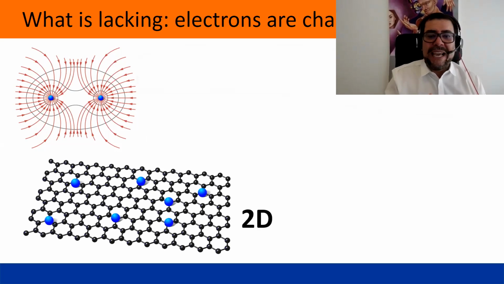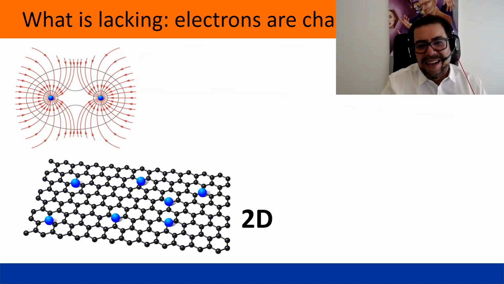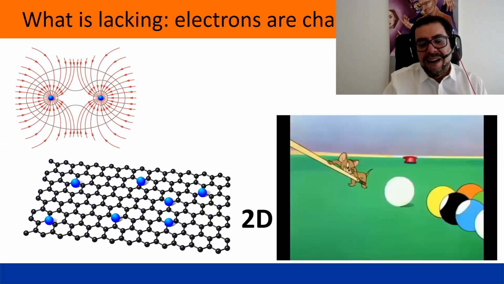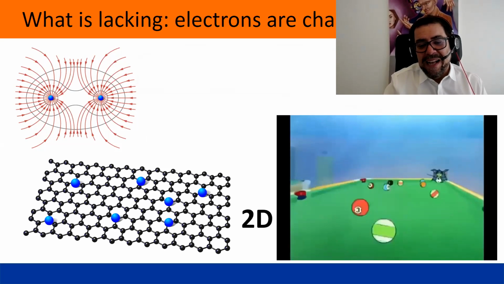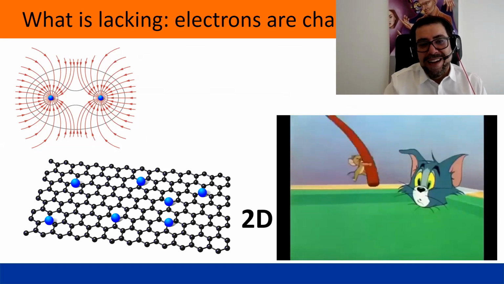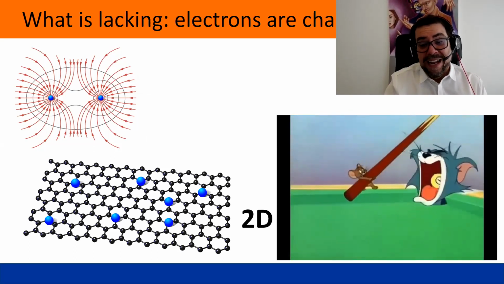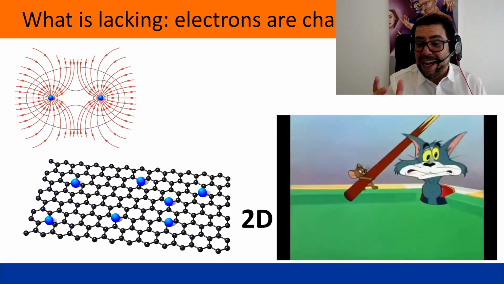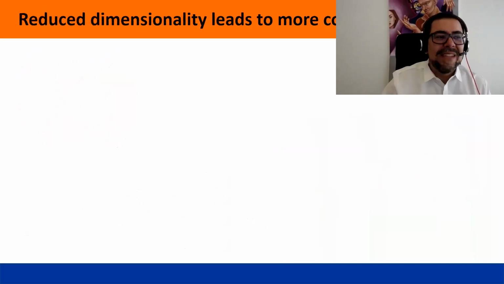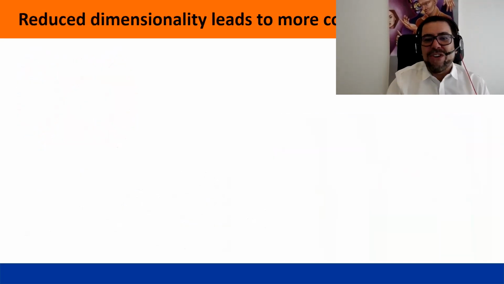Now, 2D is a mixed case because 2D is more like playing billiard balls, right? So everything is moving in two-dimensional space. It's constrained, but not so constrained. But definitely it is much more fun, as Tom and Jerry have shown us. So reduced dimensionality leads to more collective behavior.